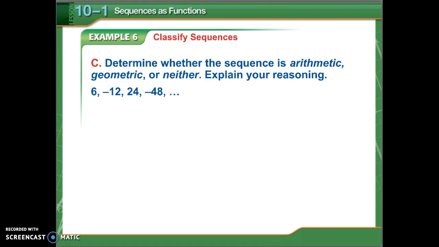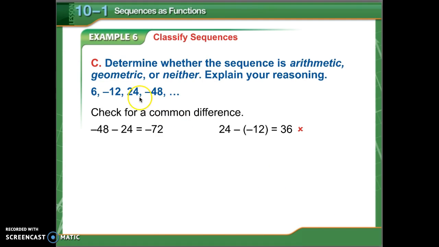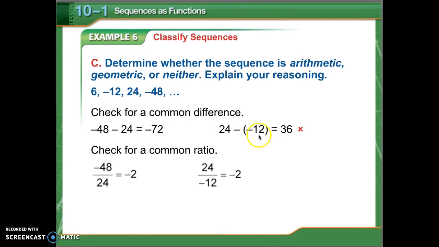Part C, this time we have 6, negative 12, 24, negative 48. We're going to check first for our common difference. Negative 48 minus 24 gives us negative 72. 24 minus negative 12 gives us 36, so there's no common difference.